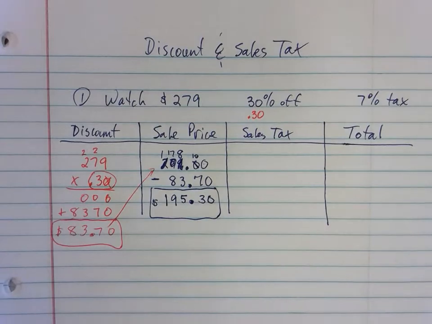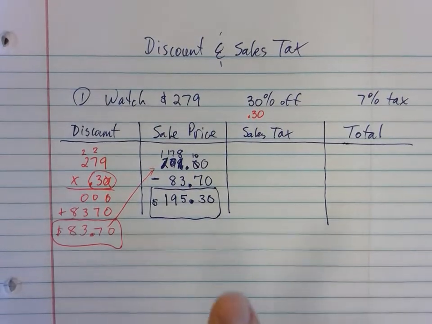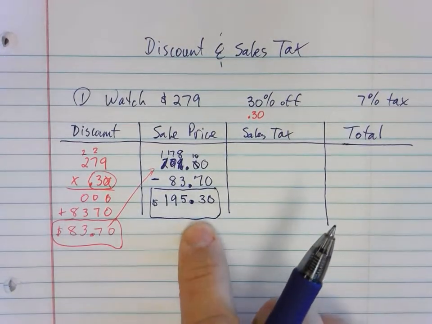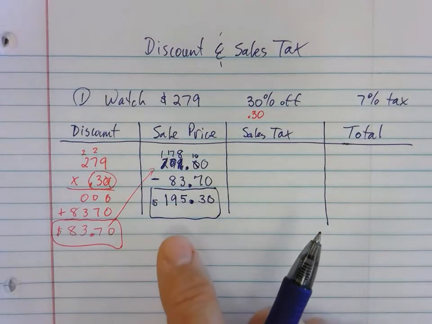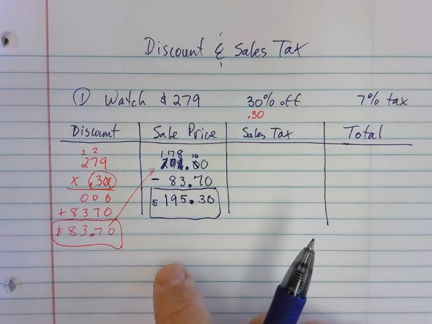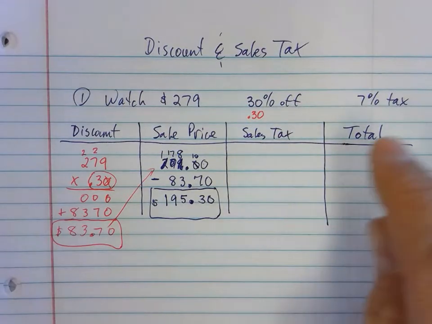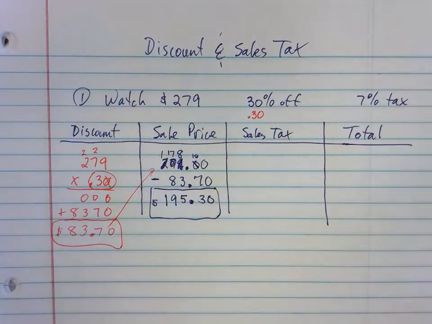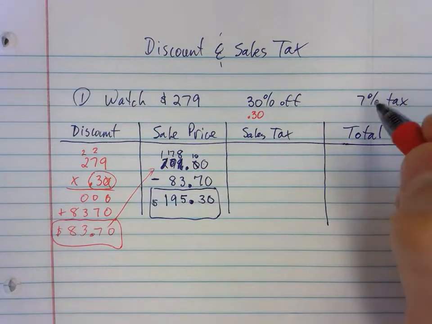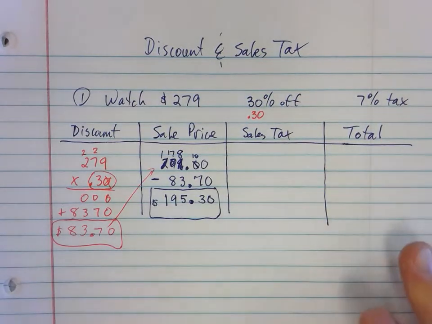Now, we wished we could walk out of the store and pay $195.30, and that'd be all she wrote. However, we all know that that is not the case. We are not going to walk out of the store for $195.30. We got to pay the government some money, and that would be 7% tax. All right, so what's the decimal for 7%? Can you tell me that?